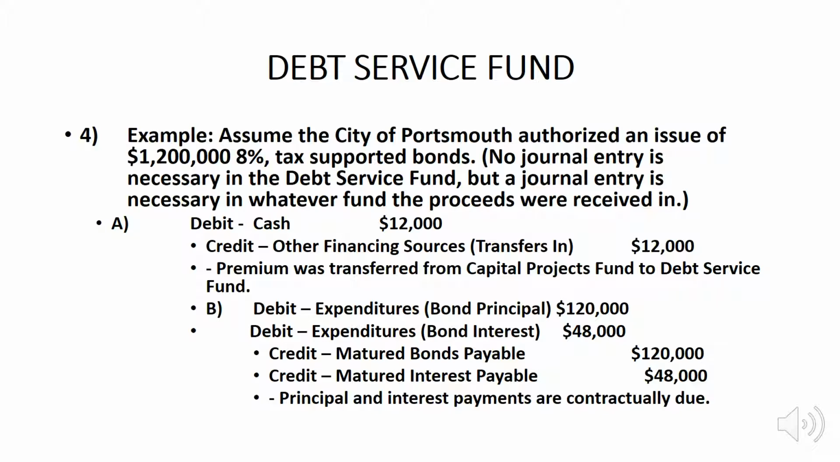In B, we now have a principal payment due, and we have bond interest due this year. And so we have two debits, both to expenditures. So these would have 600 numbers like you would see in a for-profit expense section of the chart of accounts. So we have expenditures for bond principal, $120,000. We have expenditures for bond interest, $48,000.